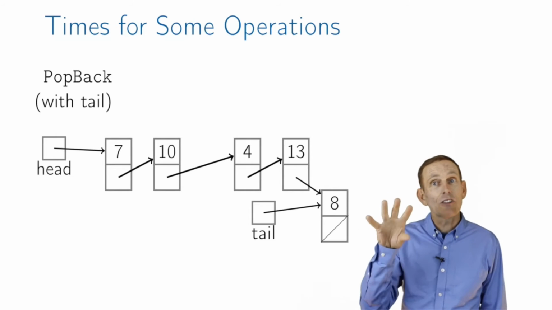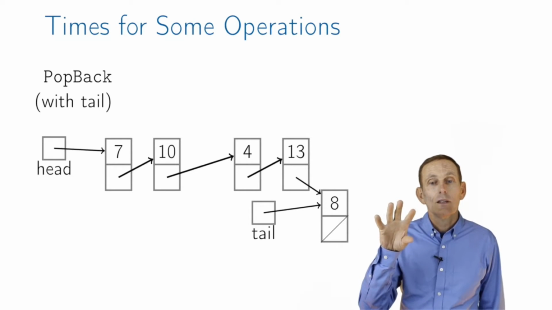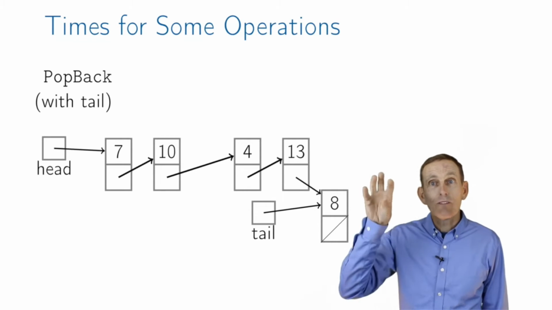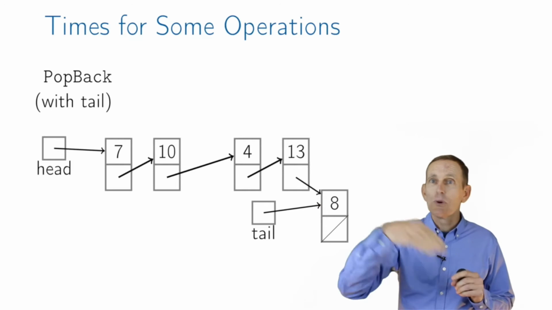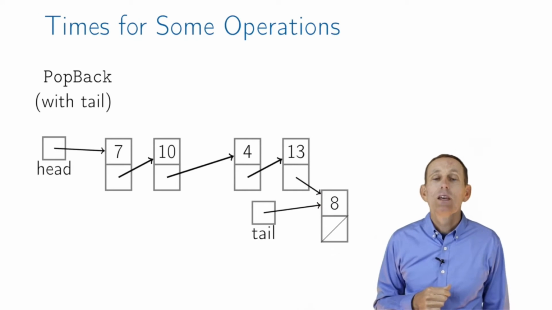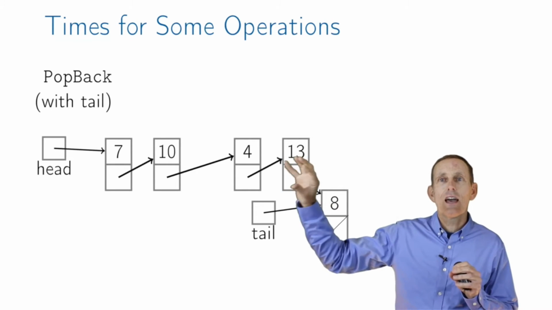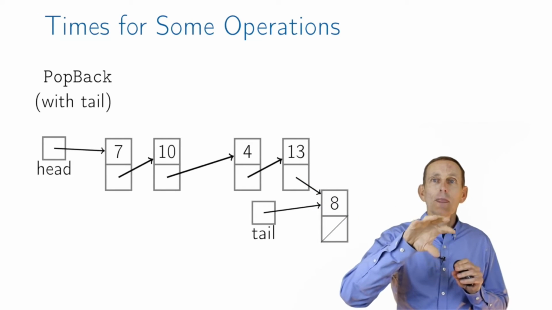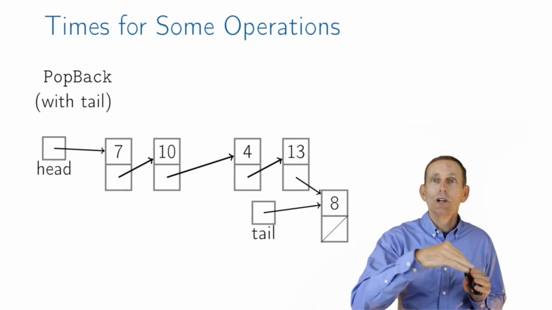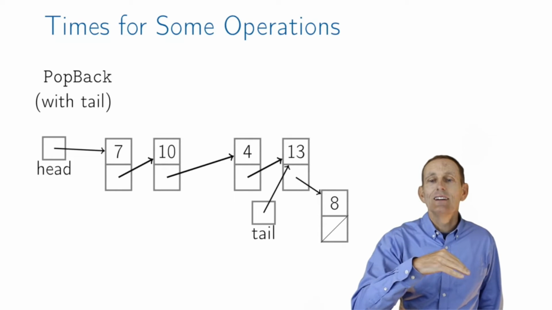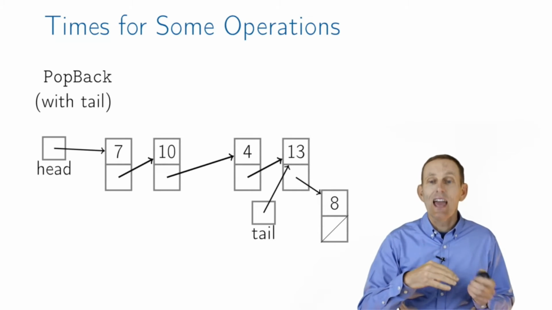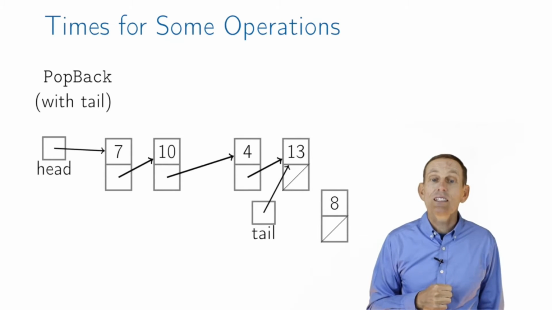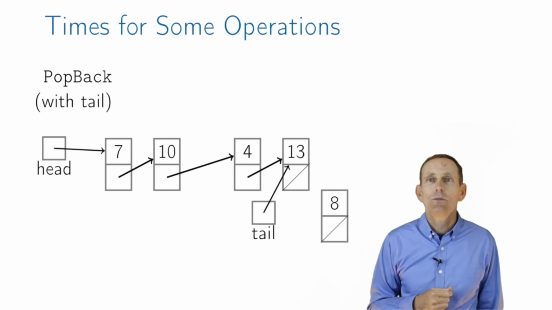The problem is, how do we get to 13? We don't have a pointer from 8 to 13. We have a pointer from 13 to 8, and that pointer doesn't help us going back. So what we've got to do is, again, start at the head, walk our way down until we find the 13 node that then points to the current tail. And then update our tail pointer to point to that, and then update that next pointer to be nil. And then we can remove that old node.